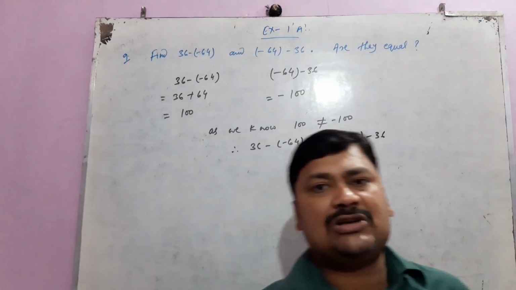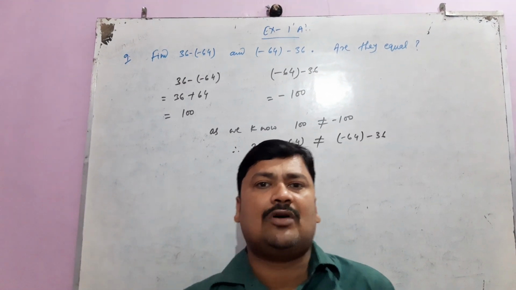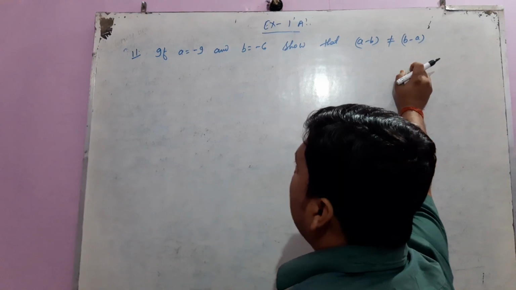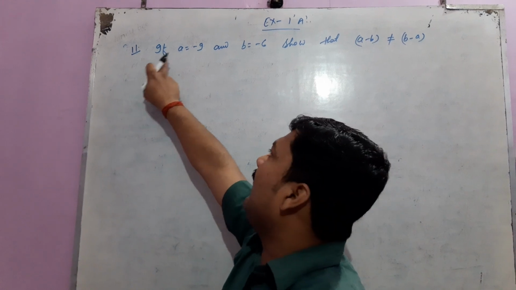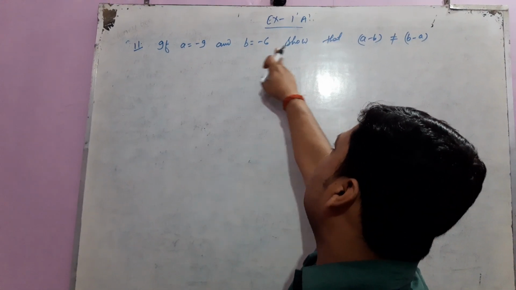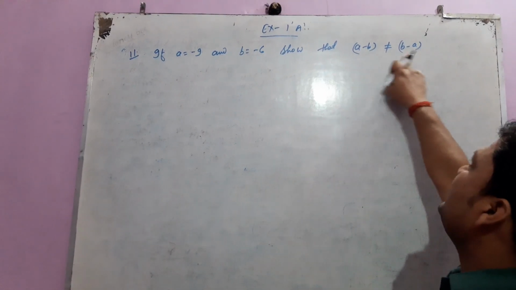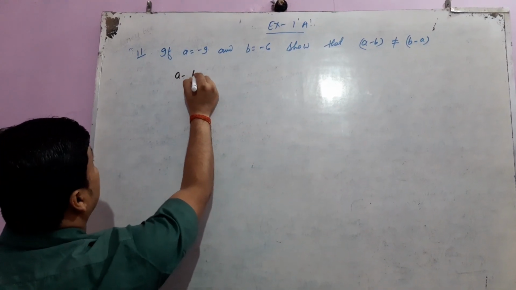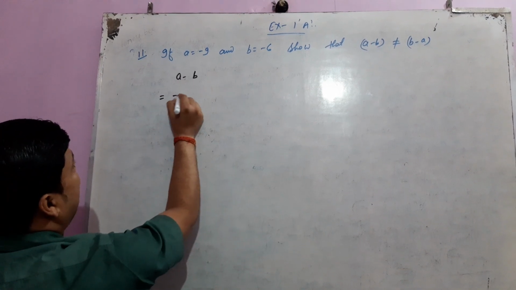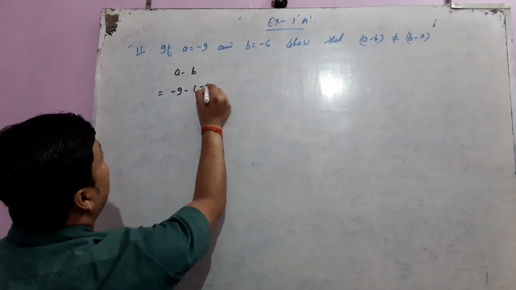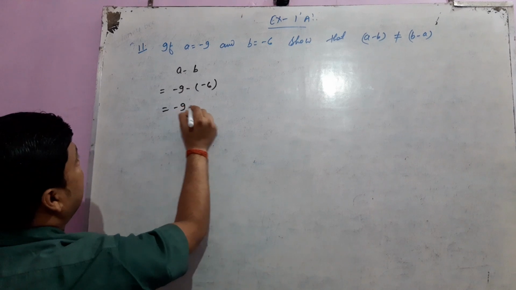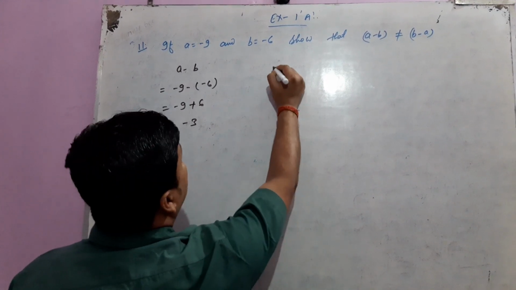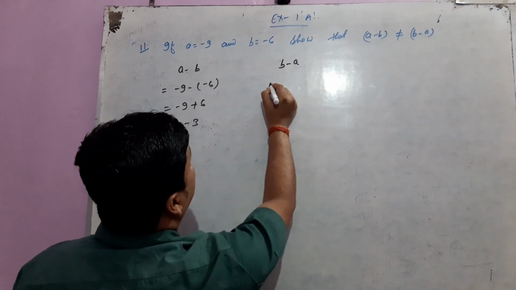Okay. Now question number 10 and 11 both are the same. So we have to solve question number 11 here. In question number 11, A is equal to minus 9 and B is equal to minus 6. Then we have to show that A minus B is not equal to B minus A. So first we have to find the value of A minus B. The value of A is minus 9 here, minus, and the value of B is here minus 6. Now minus 9 plus 6, that value we will get here 3. Sorry, minus 3.